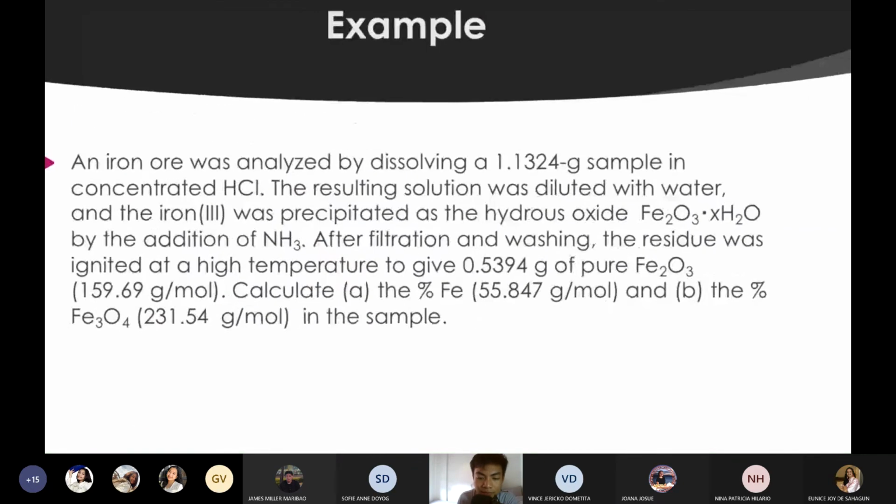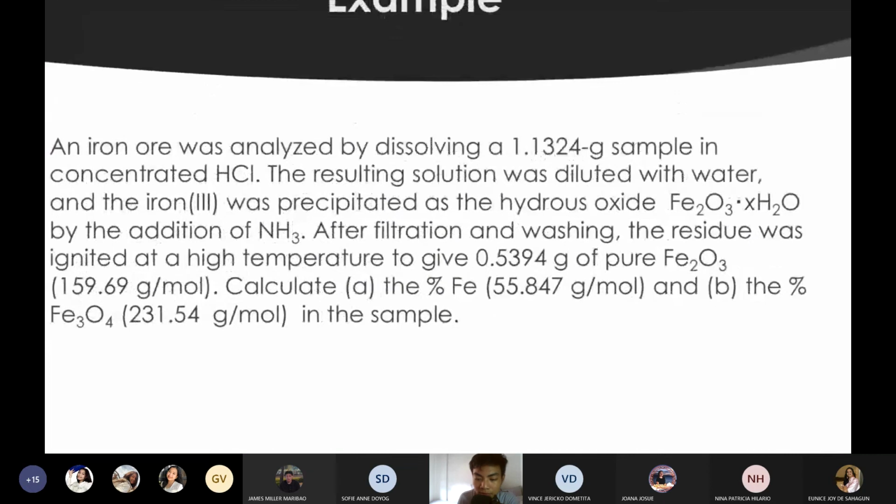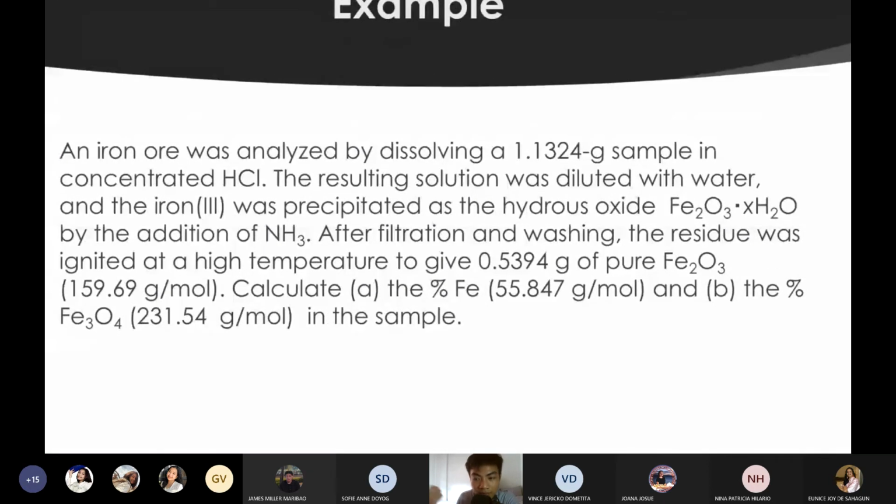So eto, mabilisan lang natin titignan itong example na 'to. Marami tayong examples sa Thursday. Okay. May worksheet tayo sa Thursday. So for example, this is a gravimetric analysis na tignan natin.